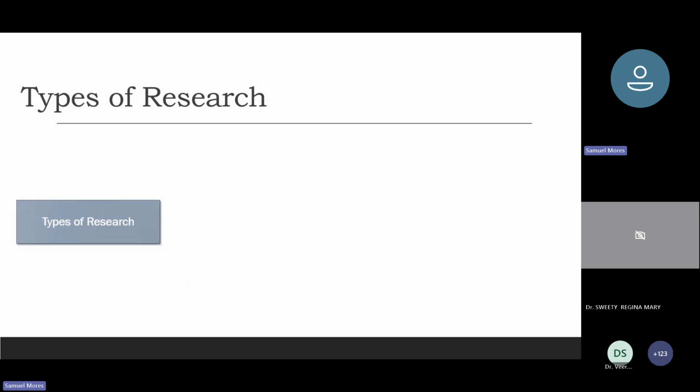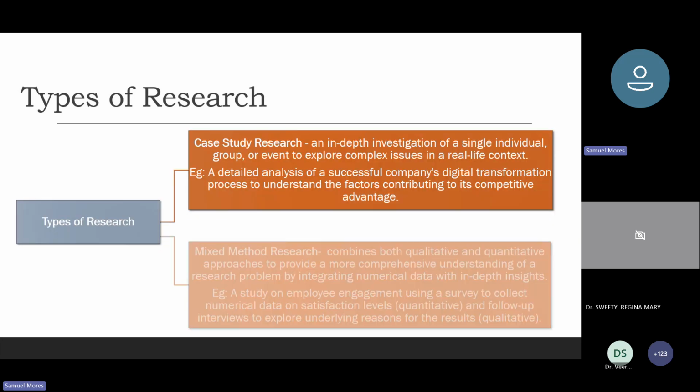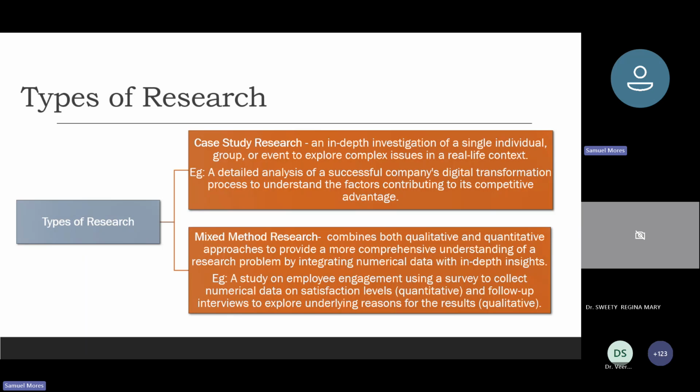Similarly, you can do different kinds of research. Case study can be done. Mixed methodology. Mixed methodology is where you use both qualitative and quantitative approach for the analysis. So this is an emerging methodology, mixed methodology. People usually used to go for either qualitative or quantitative, but now there is a noticeable change in the methodology where people started adopting mixed methodology.